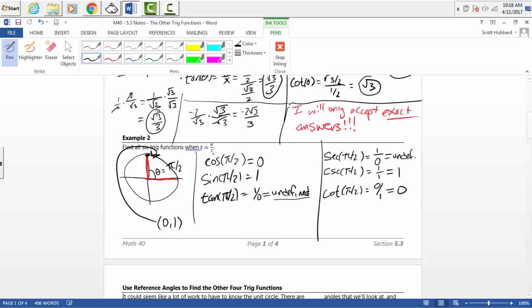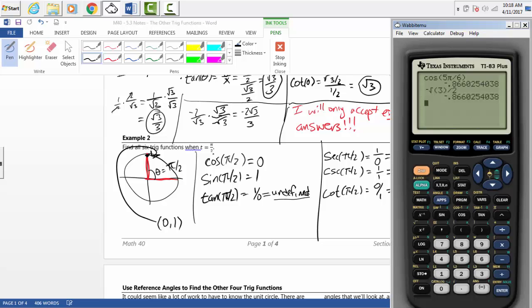Again, if you try to rely on your calculator here, for some of these angles it will work. So for instance, cosine of pi over 2.